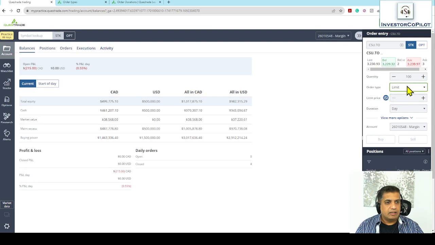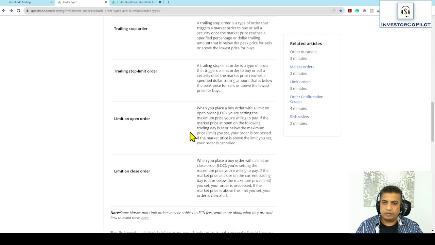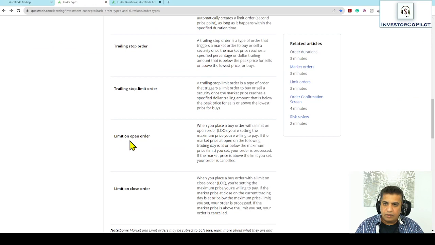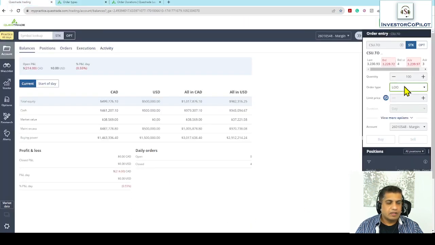Okay. Next order type we will look at is LOO, which is limit on open. Let's look at the definition of limit on open. A limit on open order is when you place a buy order with a limit on the open order. You're setting the maximum price you're willing to pay. If the market price at open on the following trading day is at or below the maximum price, that is the limit price you set, your order is processed. If the market price is above the limit you set, your order is cancelled. That is LOO.